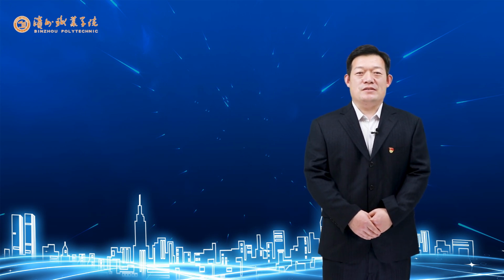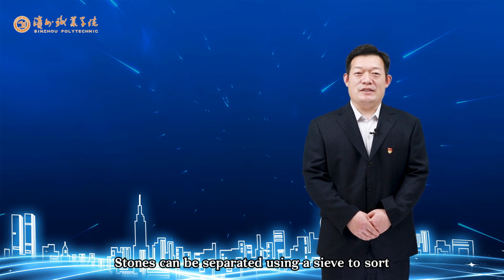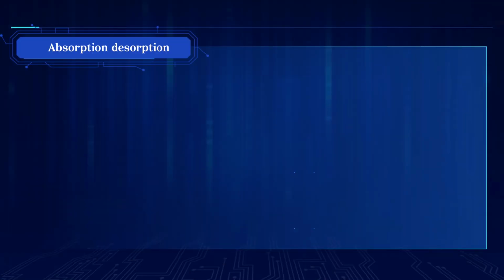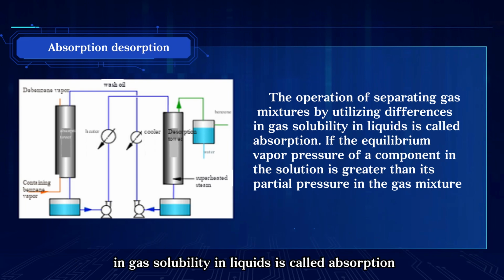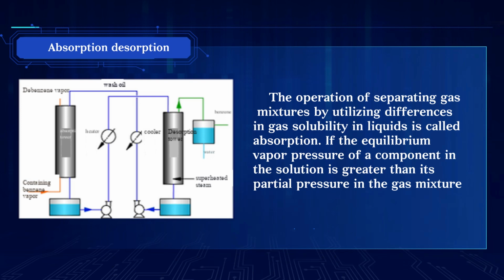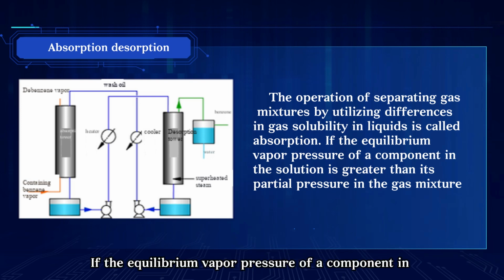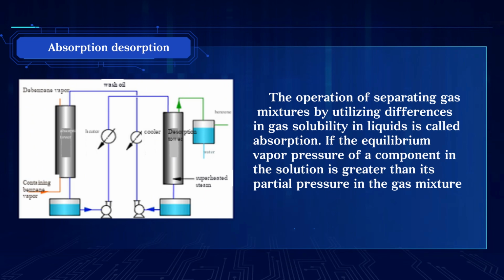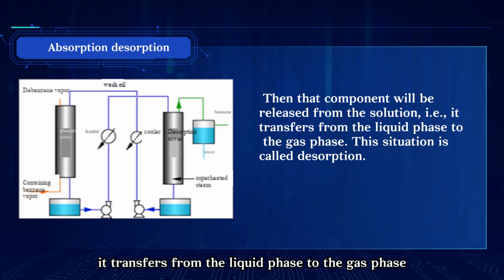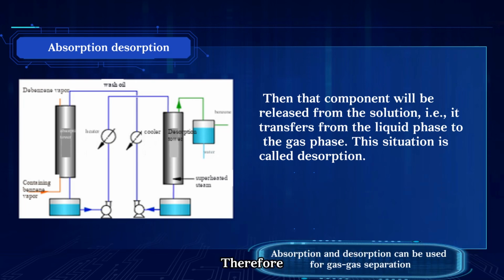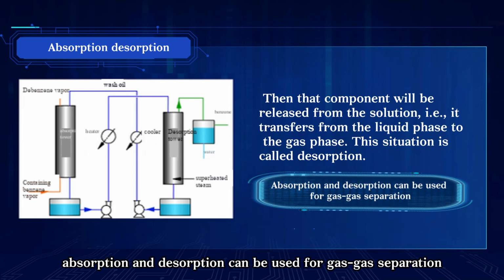Certainly not. Stones can be separated using a sieve to sort them by size. The operation of separating gas mixtures by utilizing differences in gas solubility in liquids is called absorption. If the equilibrium vapor pressure of a component in the solution is greater than its partial pressure in the gas mixture, then that component will be released from the solution, i.e., it transfers from the liquid phase to the gas phase. This situation is called desorption. Therefore, absorption and desorption can be used for gas-gas separation.